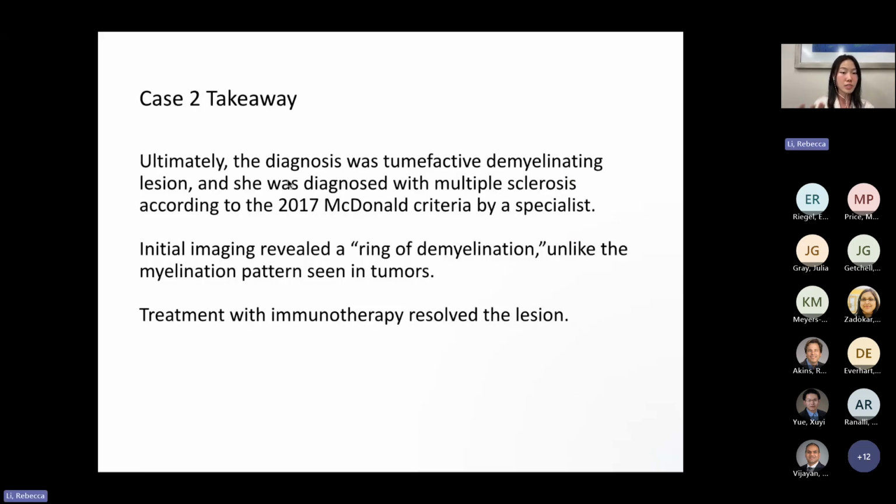So for this second case, ultimately, she was diagnosed with multiple sclerosis, and the immunotherapy resolved the lesion, which further reaffirmed that initial imaging finding. And this case reveals that perhaps the myelin maps could help us identify these demyelinating lesions early on and prevent invasive procedures such as biopsy, which is, in this case, what they were actually planning to do for her, since they had suspected that it was a tumor in the beginning.